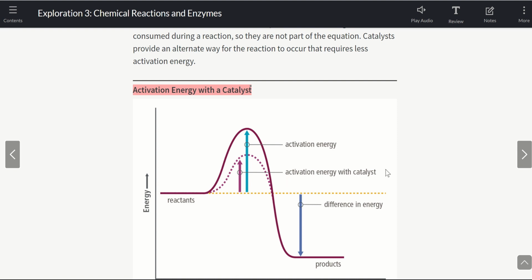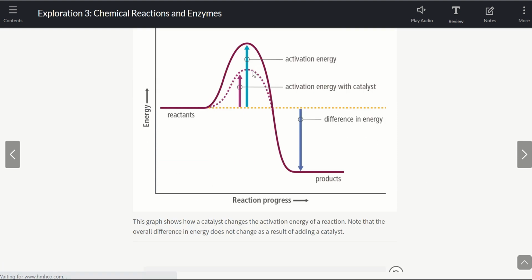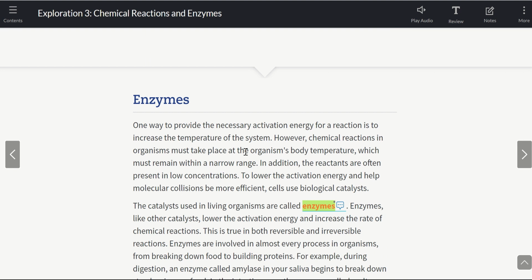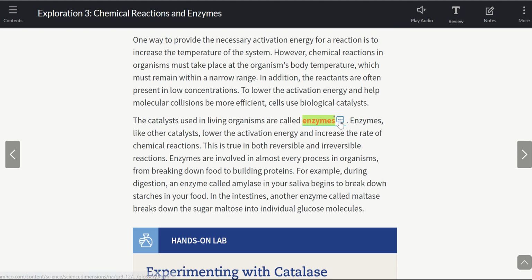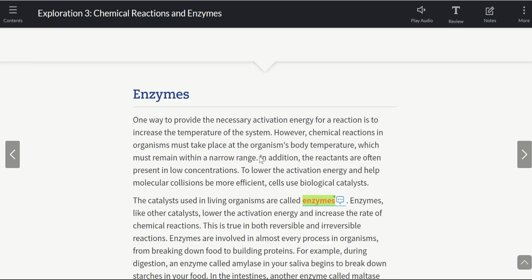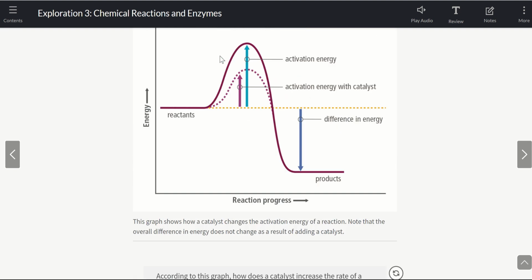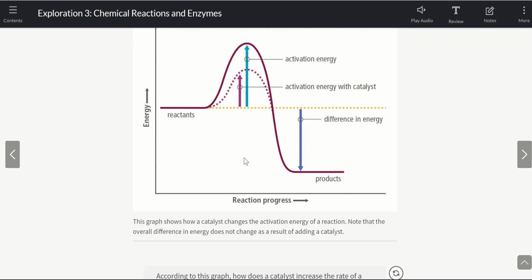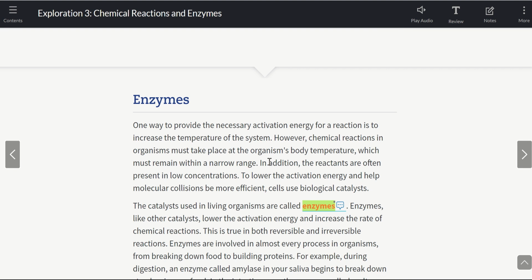It's a protein. Okay? So when we do that, we're actually able to save energy and release this amount of energy while putting less in. Okay? That's a catalyst. An enzyme is an example of a catalyst. It's going to be a protein that catalyzes chemical reactions for organisms. So if this reaction right here takes place inside of a living organism, then this catalyst is known as an enzyme. That's its name. It's called an enzyme.